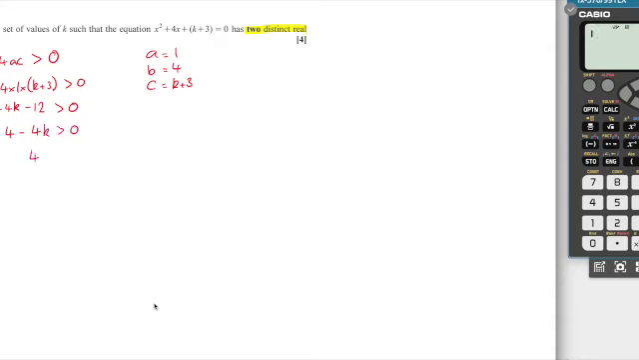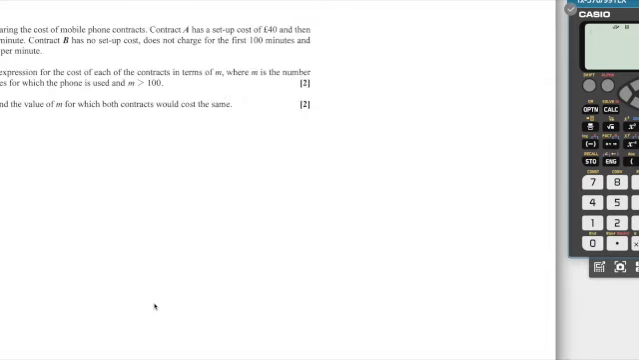So 4 is greater than 4k, so we can flip that round. k is less than 1. That's our set of values that has 2 distinct real roots. Make sure you watch out for your signs, make sure you expand that bracket correctly.